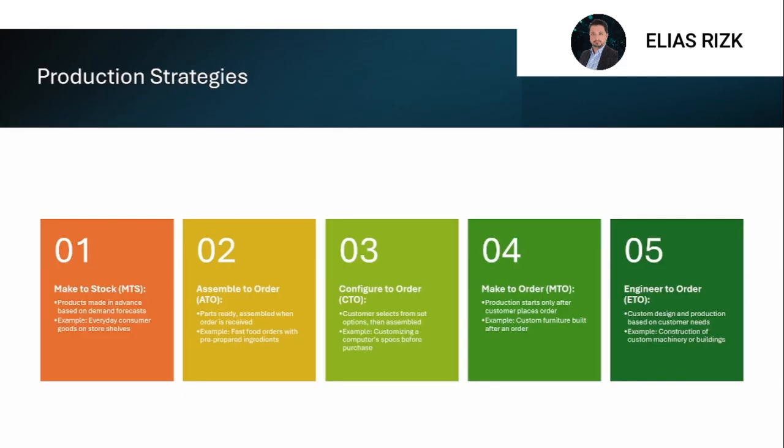In the next part, we'll discuss the production strategies in manufacturing. We majorly have 5 production strategies: make to stock MTS, assemble to order ATO, configure to order CTO, make to order MTO, and engineer to order ETO.